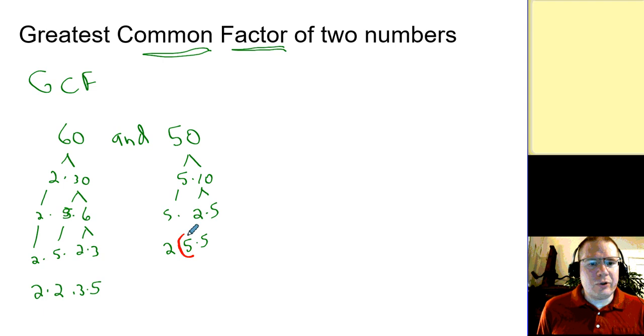Here there's a 5 in common. Here there's a 2 in common. So they have 2 common factors, 2 and 5, right? There's a third common factor here, because 2 and 5 together make 10, right? The most obvious common factor.